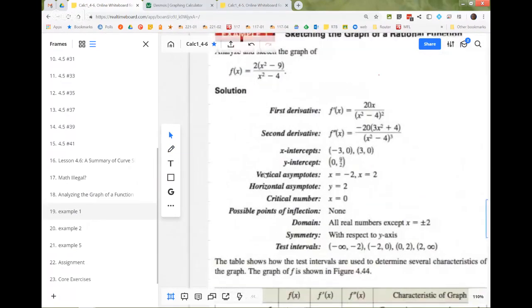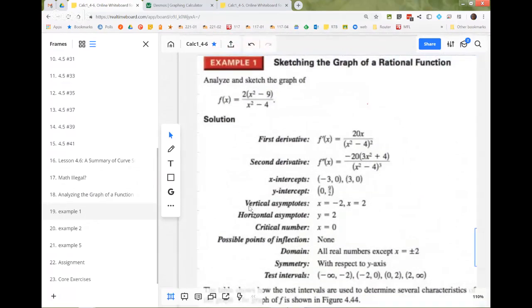So let's take our first example, Example 1 from the textbook. It's up there on the top. 2 times the quantity x squared minus 9 over the quantity x squared minus 4. That's the function.